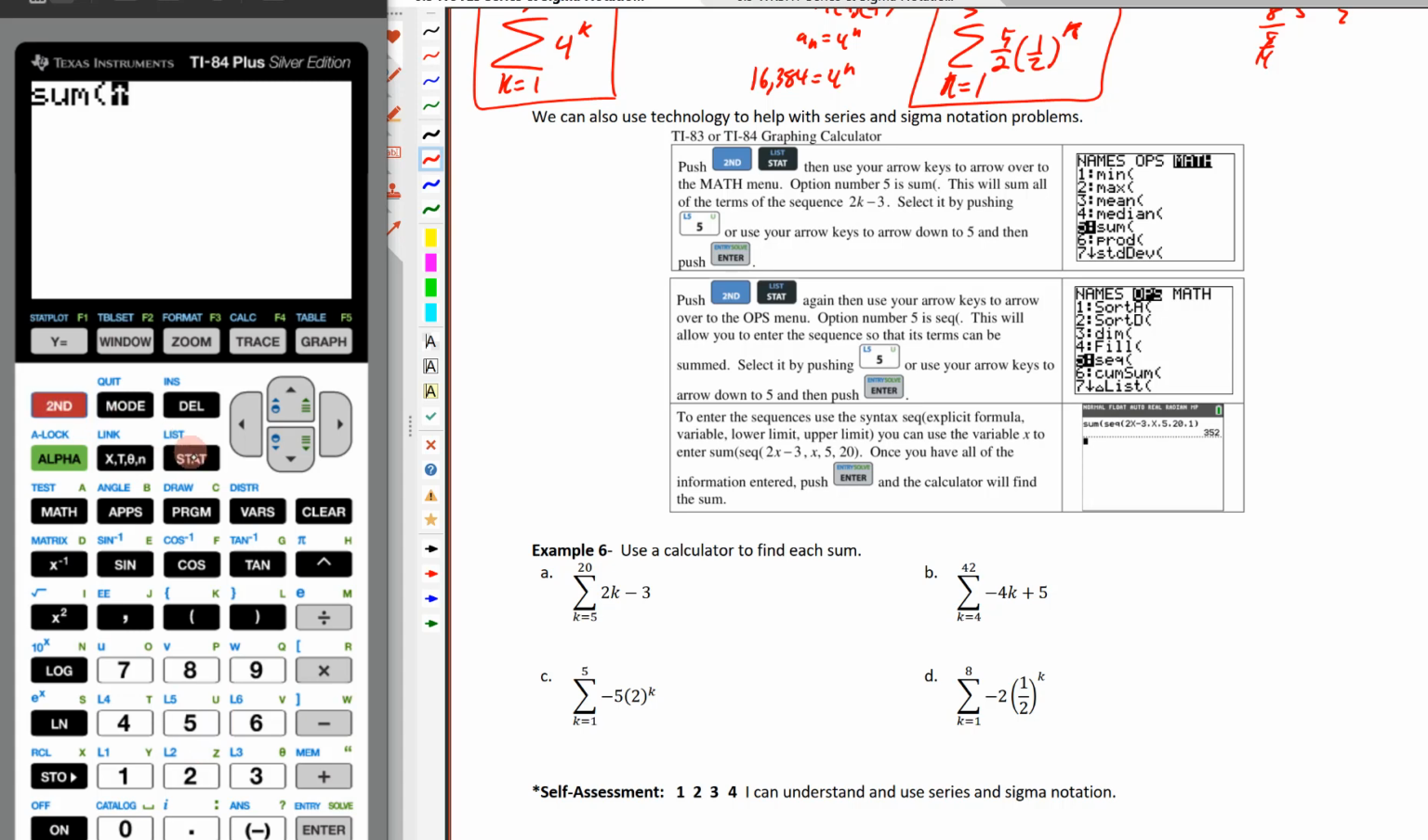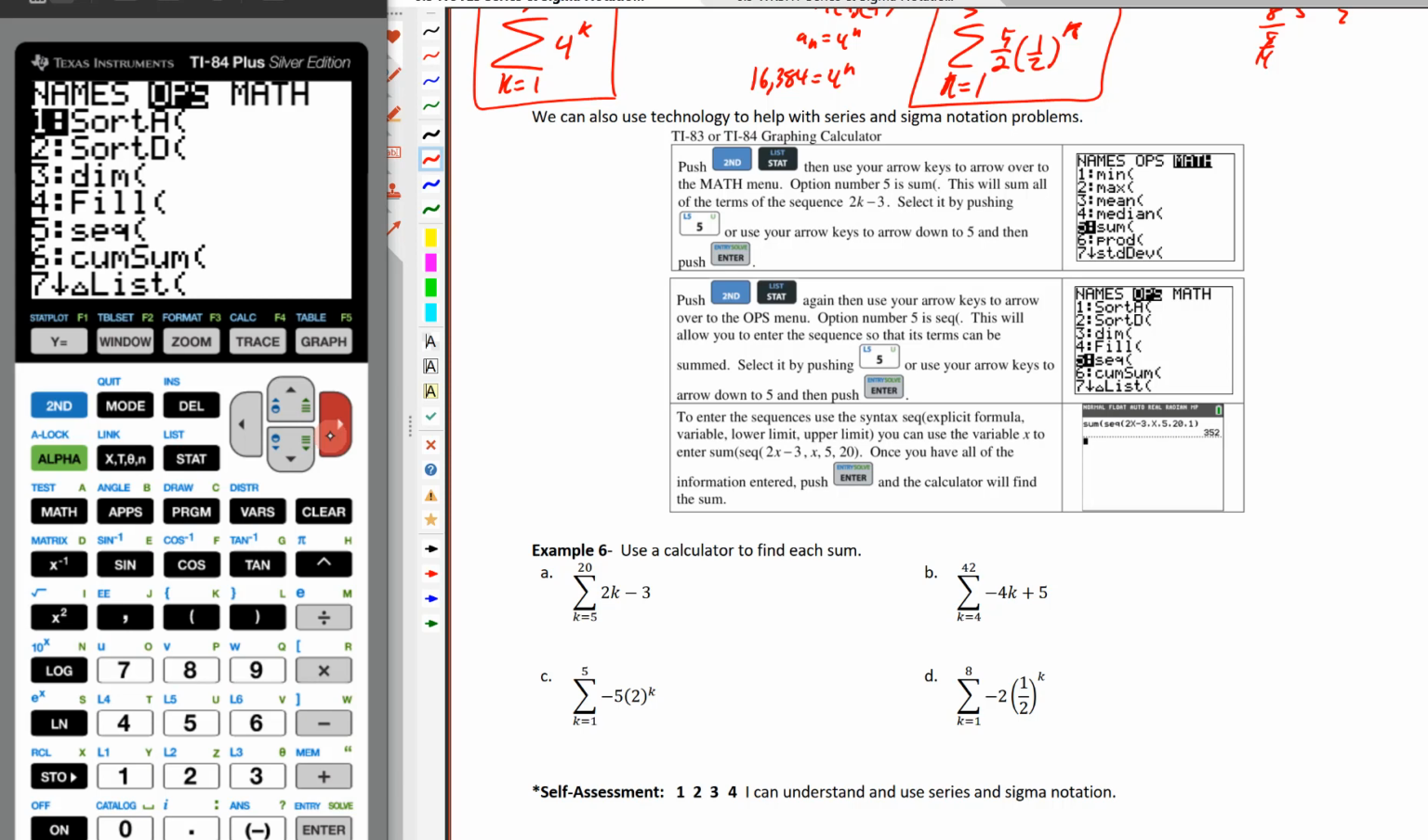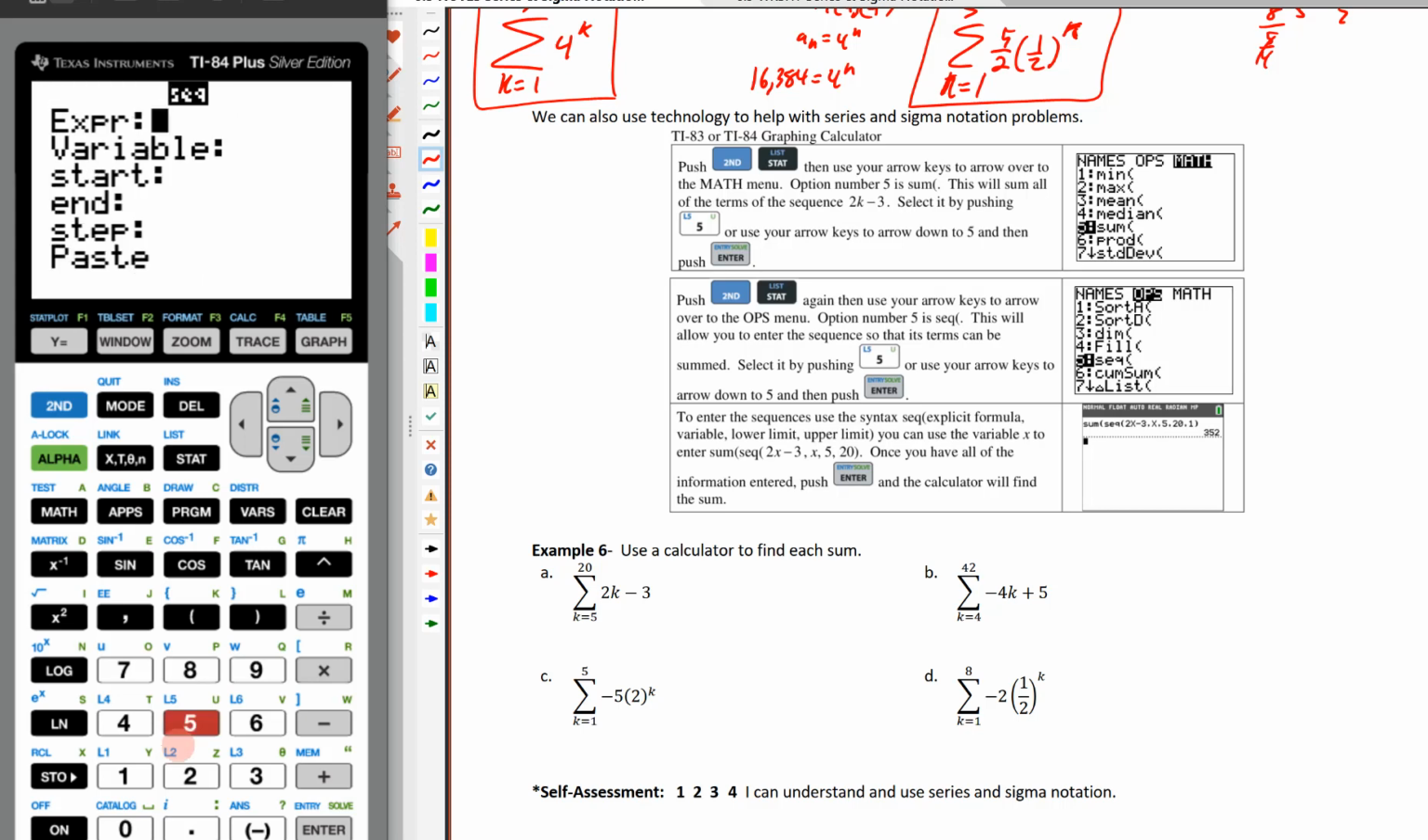So hit second and stat again. And instead of going to math, go to ops. Ops is the middle one right there. And again, it's number 5. So grab number 5. Now, depending on the calculator you have, it might look like this. Okay? So we're going to type in the expression. The expression on this one is 2, hit the variable key, minus 3. So 2x minus 3. We're just changing from k's to x's. Tell it that the variable is x.